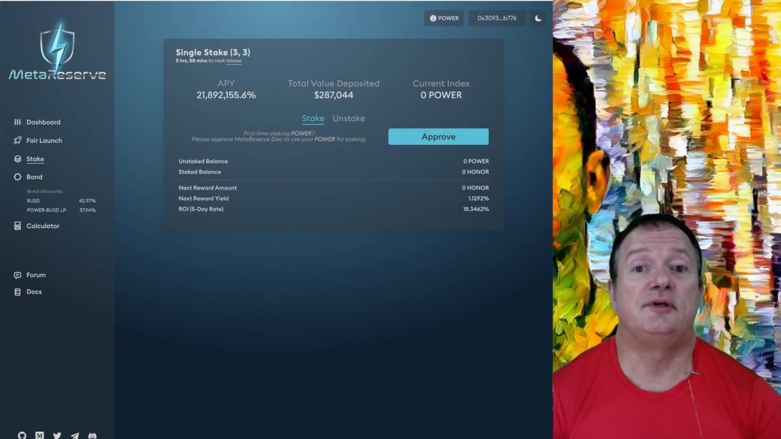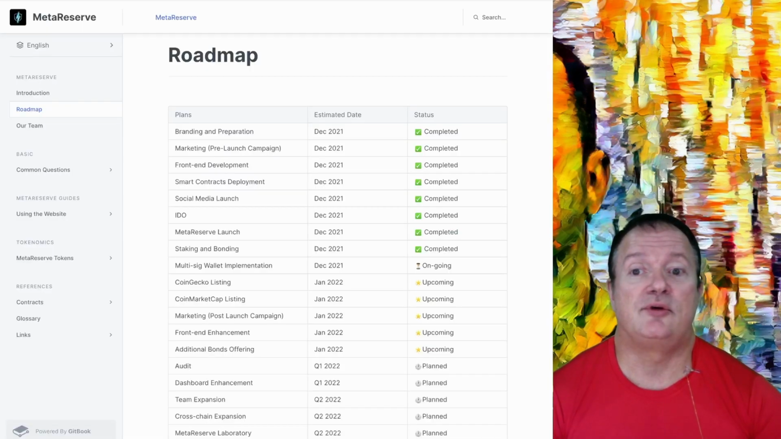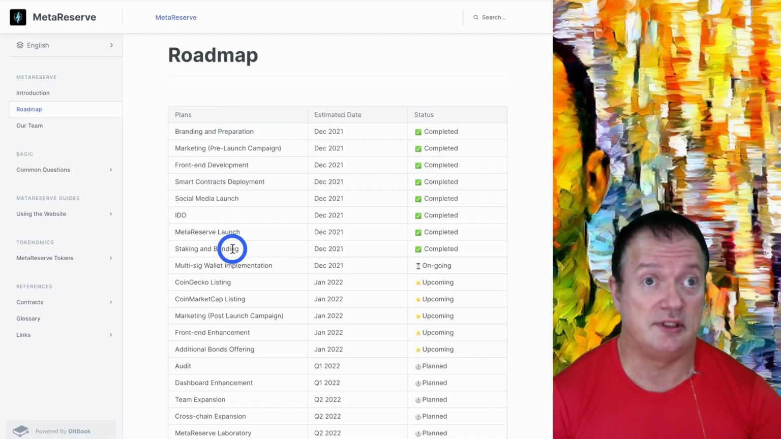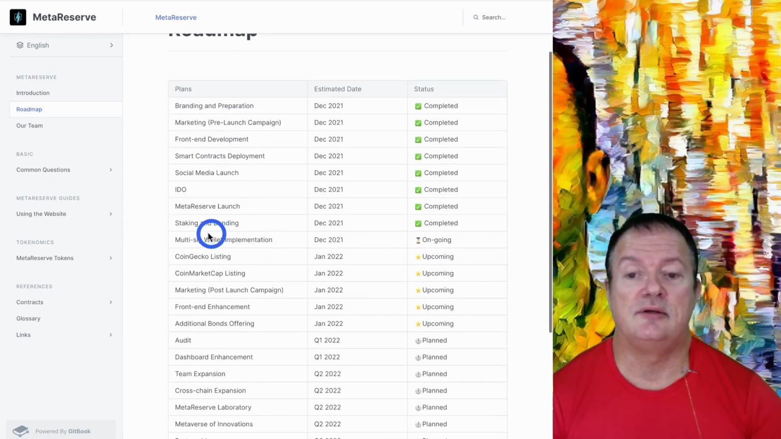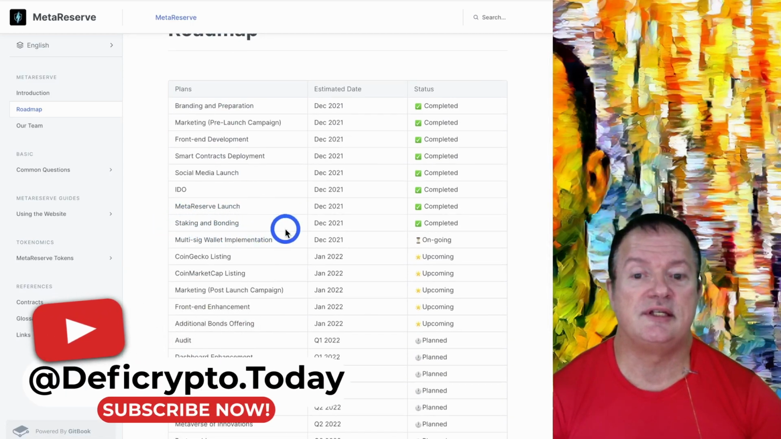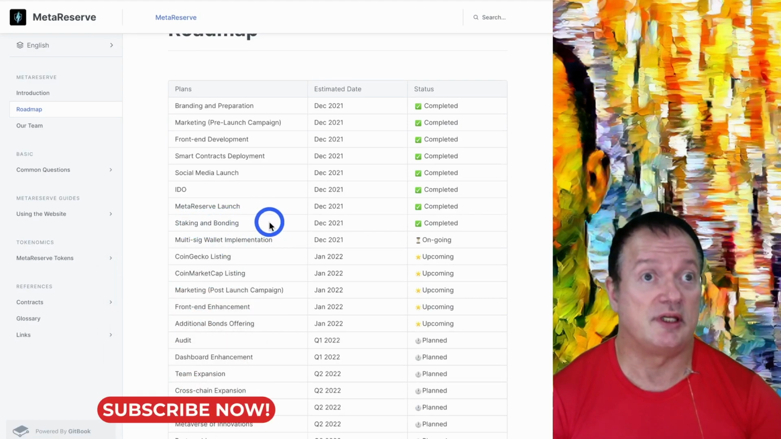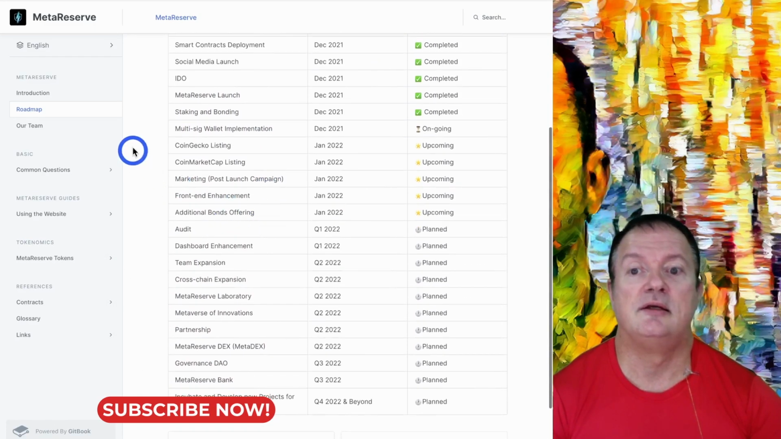Okay, so we're going to have a quick look at their roadmap. So currently, this is where we're at in December. They managed to complete all these items that were on their list. Okay, we're at the launch right now, and the staking and bonding is working. So that's where we're at.